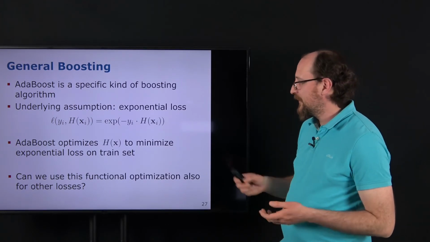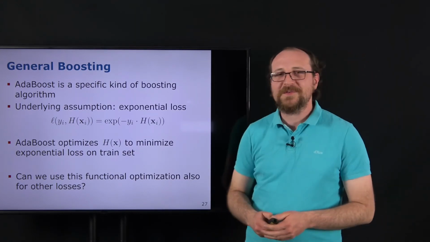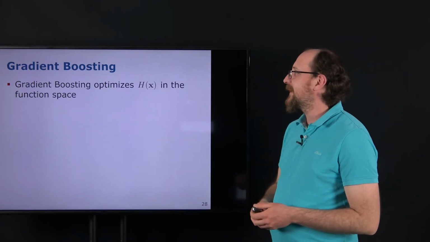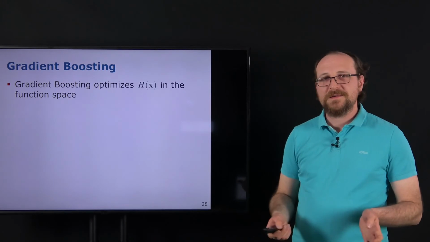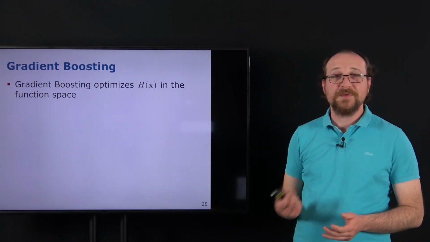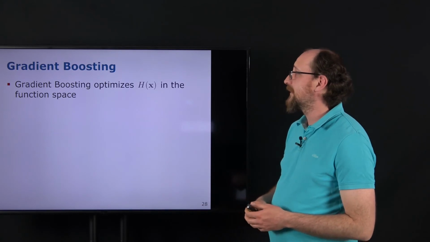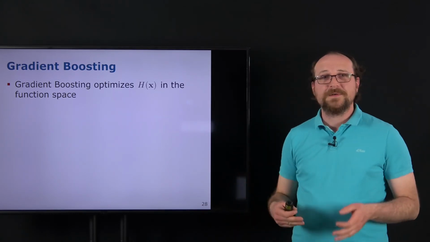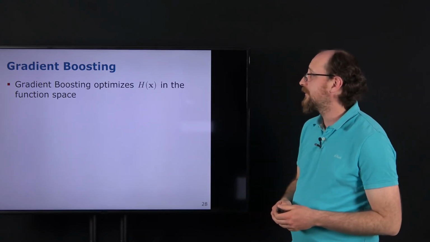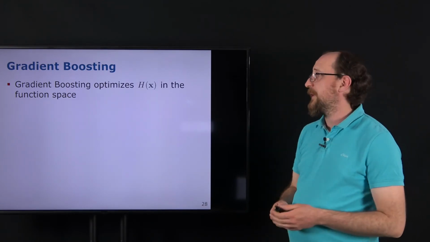So can we use this functional optimization idea also for other losses? And of course, when I ask this question, the answer is yes, of course. And this comes to the idea of gradient boosting. As I said, over time people investigated different models and found out, yeah, we can also use similar ideas like AdaBoost for other loss functions. But the gradient boosting idea was then the thing that people found out, okay, this is really the unifying thing. So gradient boosting can be used for all different losses. So gradient boosting optimizes exactly now this ensemble in the function space.